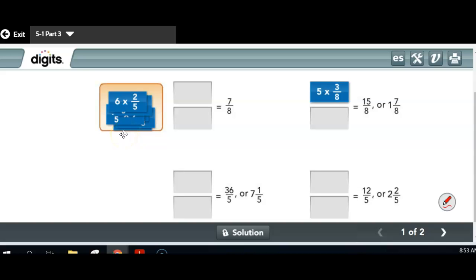What'd you get for an answer? Sean? 12/5. 6 over 1 times 2/5. 6 times 2 is 12. 1 times 5 is 5. 5 goes into 12 2 times, having 2 left over, that's our numerator. Denominator stays the same. All right, 2/5 times 6.